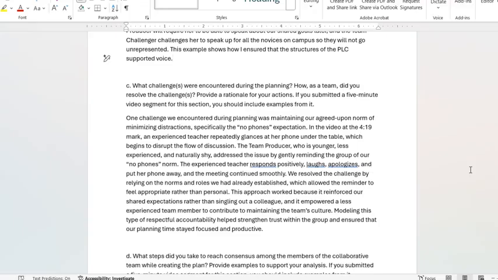There's the team producer. She's telling people to put their phone up. She's the shyest one. It all worked out. It worked on the culture. That's the rationale for this approach. The approach worked because.